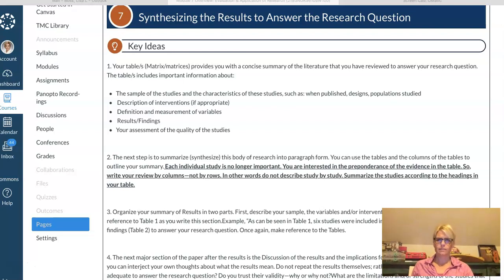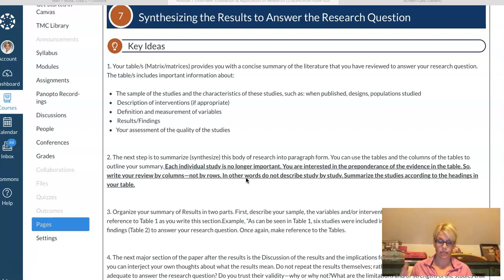This is important here on your 6105 Canvas page where it says number 2. Each individual study is no longer important. You are interested in the preponderance of evidence in the table. So write your review by columns, not by individual rows. In other words, we're not going to describe it study by study. We're not going to say study 1 did this, study 2 did this, study 3 did this.